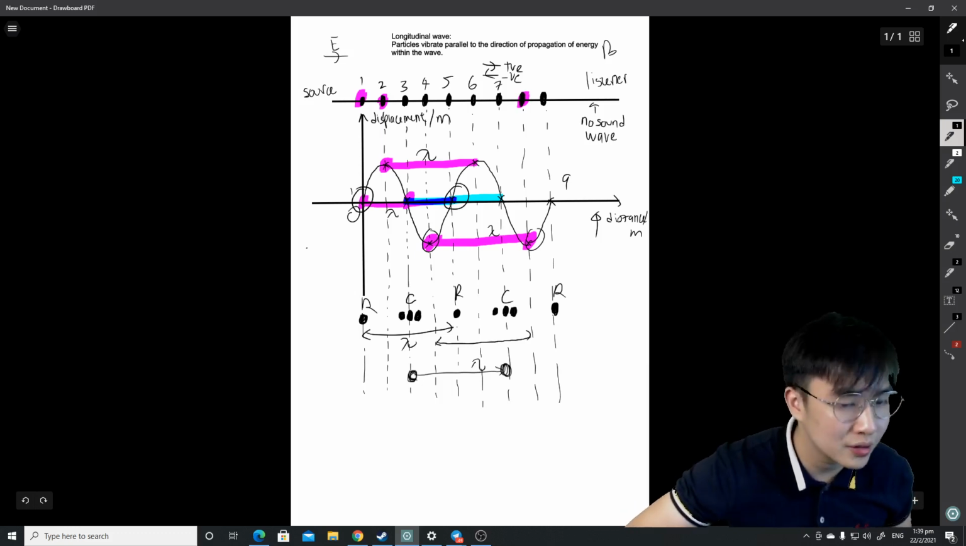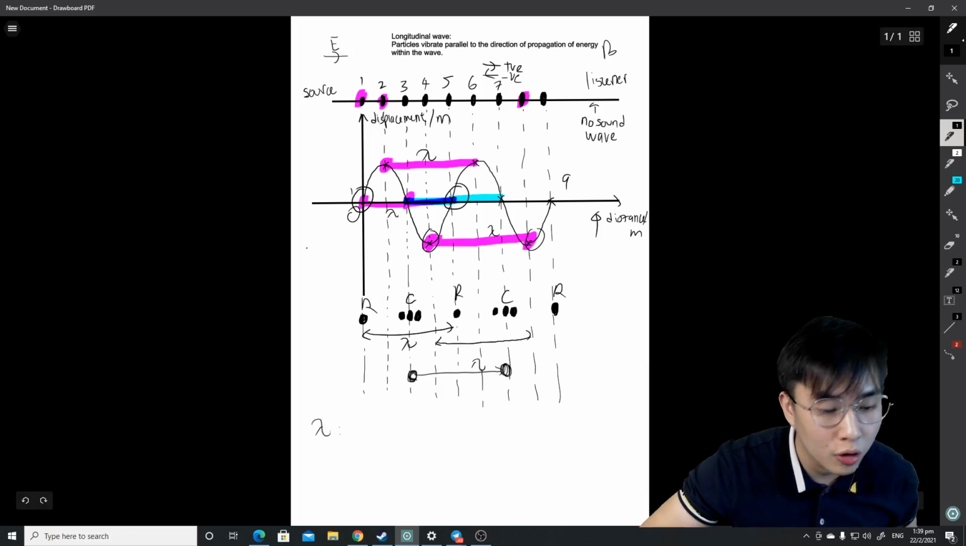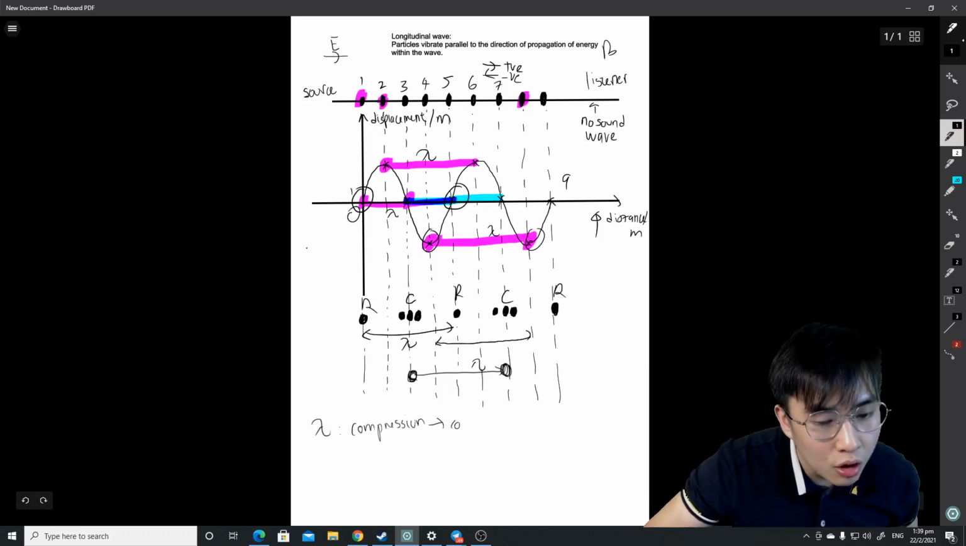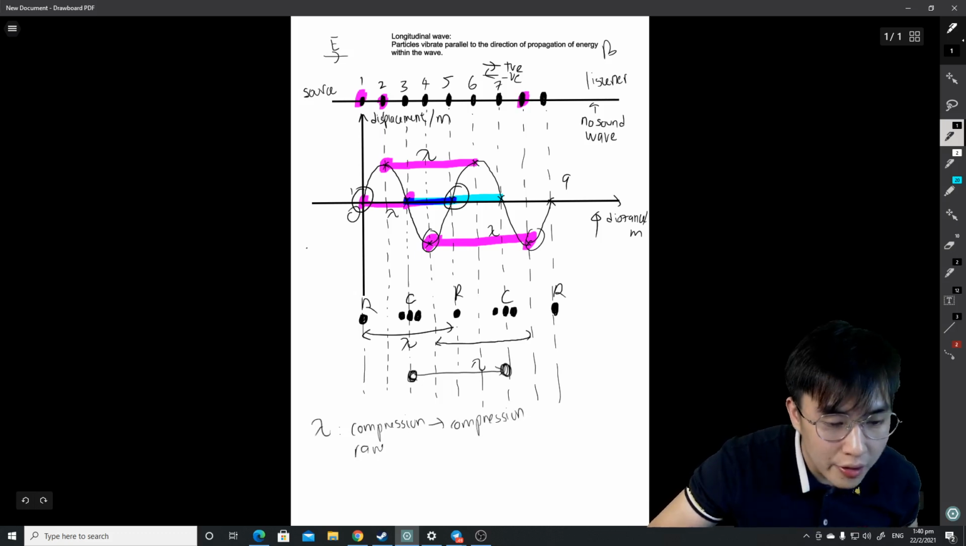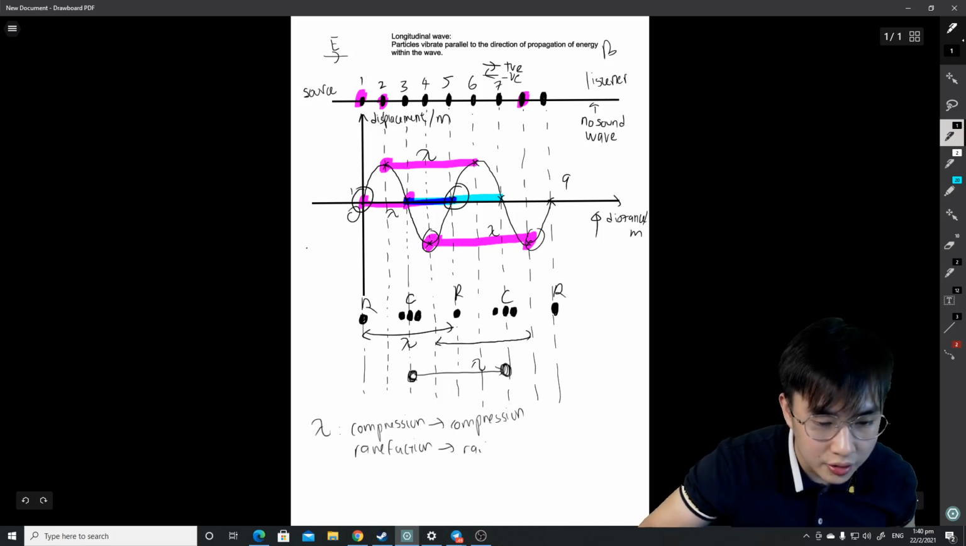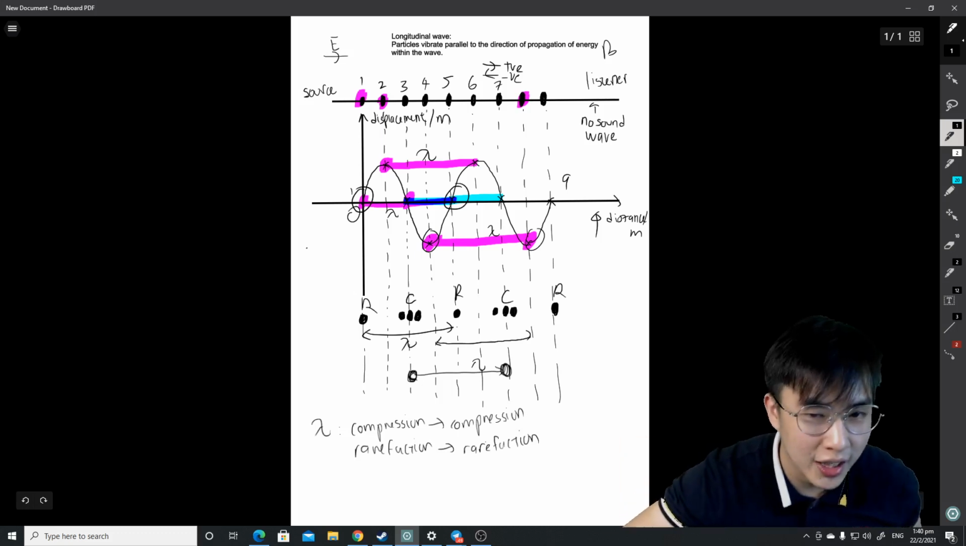So very important, you must know. For the wavelength of a sound wave or a longitudinal wave, it is from compression to the subsequent compression. Likewise, you can also say it's the rarefaction to the subsequent rarefaction. This is a very crucial part. Later we'll be doing a question just like that.